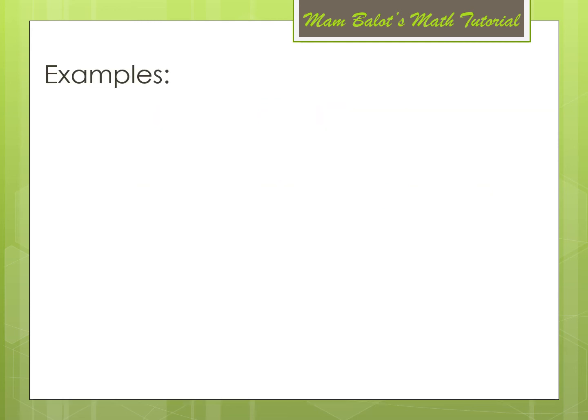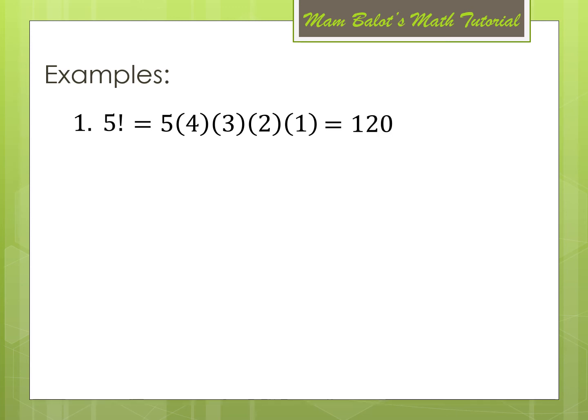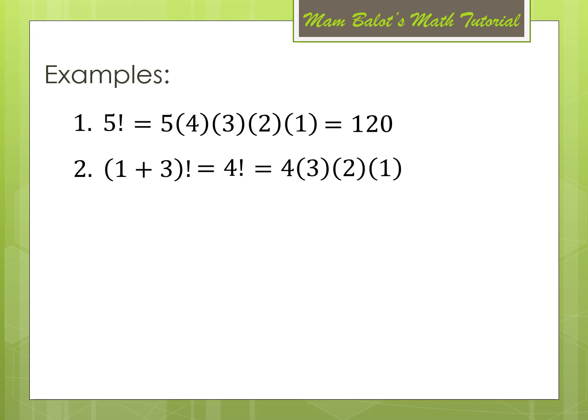So let's have some examples. Example number 1. Evaluate 5 factorial. We multiply 5 times 4 times 3 times 2 times 1, which is equal to 120. So 5 factorial is equal to 120. Number 2. We have (1 plus 3) factorial. Since 1 plus 3 is enclosed in parentheses, we add 1 and 3 first. So that makes 4 factorial. Then expanding 4 factorial, we have 4 times 3 times 2 times 1, which is equal to 24.